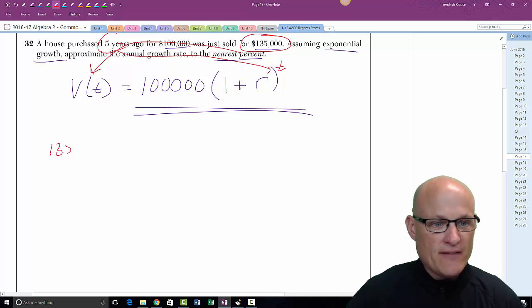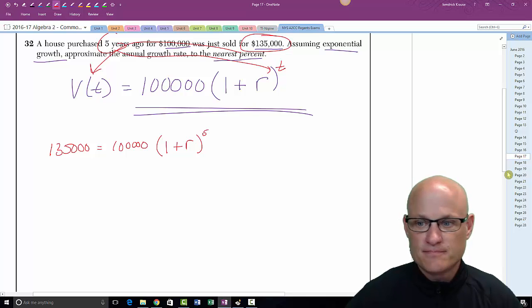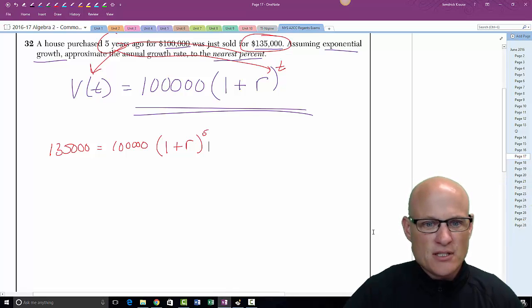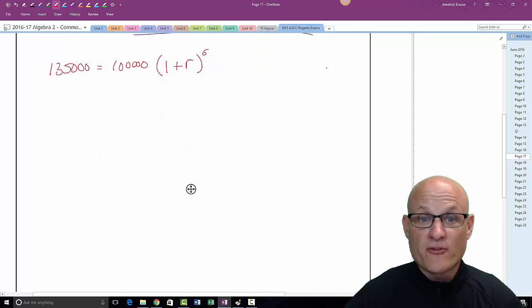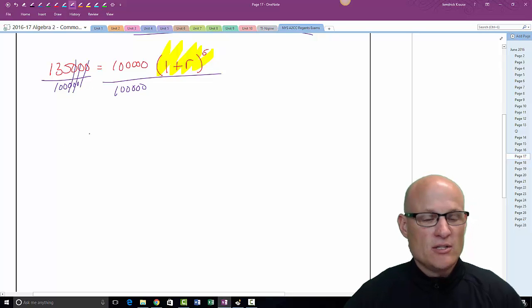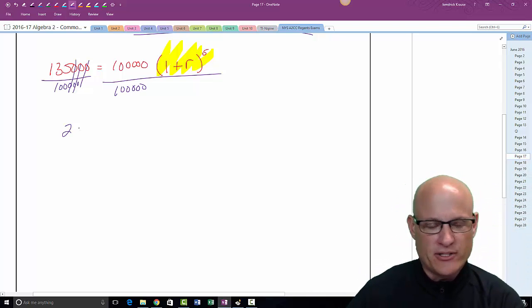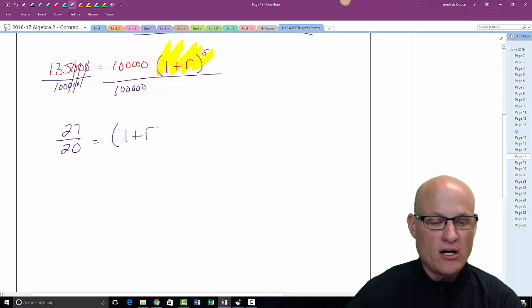So 135,000 is equal to 100,000 times 1 plus r to the 5. All right, so now we've got to solve for the weird thing, get the weird thing alone. Here's the weird thing. So we're going to divide by 100,000. Divide by 100,000. That's it. The zeros go. 135 over 100. That would be 27 over 20. You can convert it to a decimal. It doesn't matter. 27 over 20 is equal to 1 plus r to the 5.